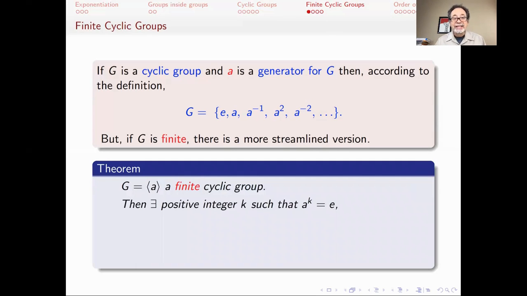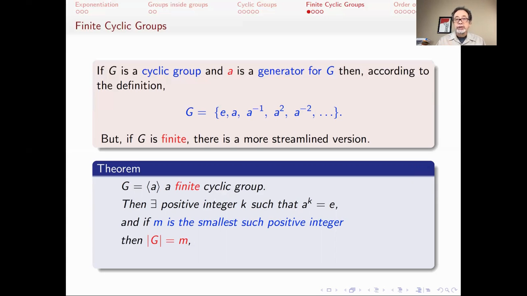Then the fact is that there will be a positive integer k such that a to the k is e. That's one fact: if you start with a and keep multiplying it by itself, you will get e automatically. Secondly, if you then take m to be the smallest positive integer where a to the m is e, then the order of g, the number of elements in this group, is m. If you start with a and keep multiplying it by itself, and the first time you get identity, see what the exponent was, that exponent is the size of your group.